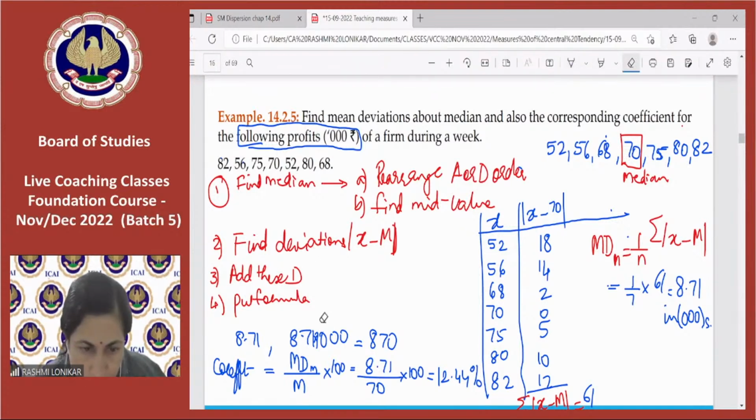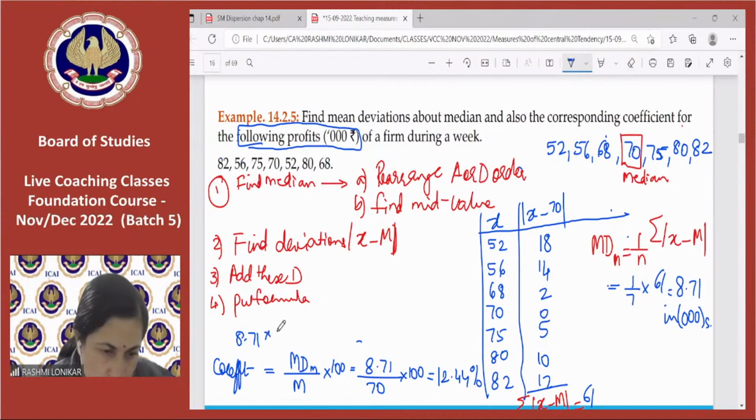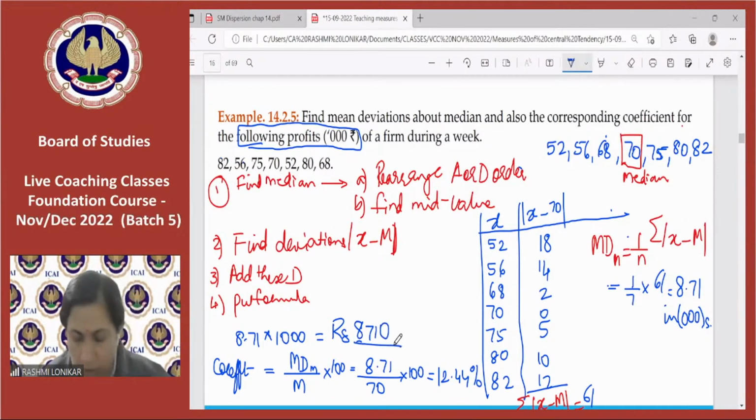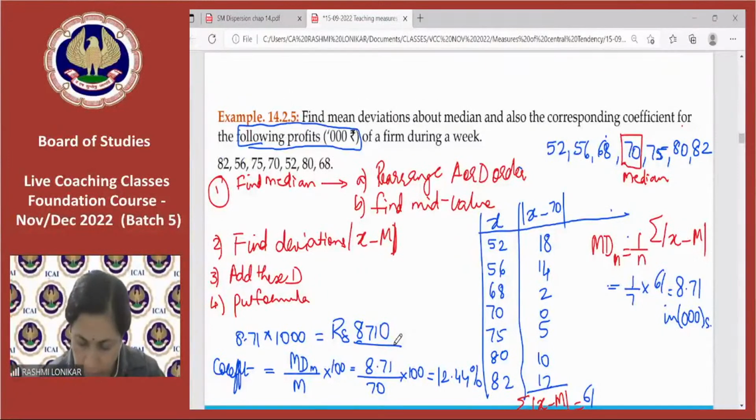Yes, thank you for pointing it out, because we are talking in thousands. 8.71, the profits are in thousands. So into thousands will give you rupees 8710. Okay, yes, correct. Sagar, very good. Bhairavi, yes. Okay.